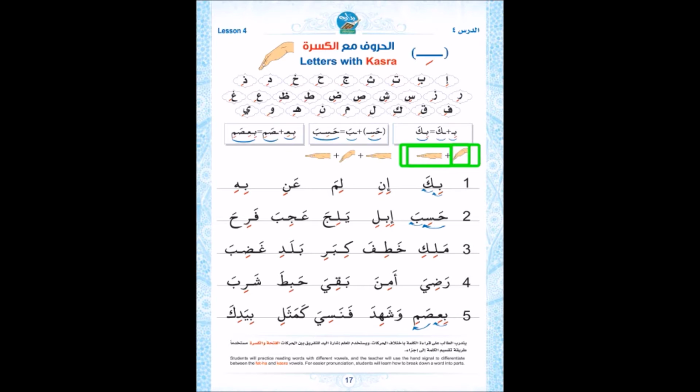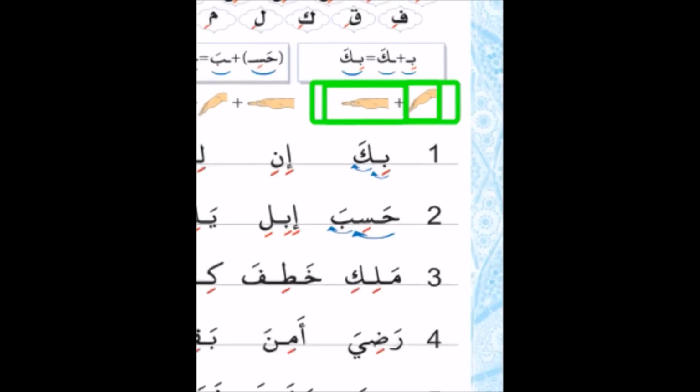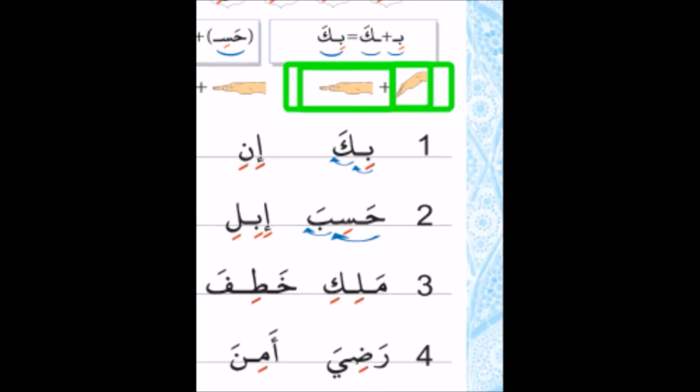When the student is reading these lines, we'd like to focus on, again, splitting the word into syllables, which will make it easier to read for the student. So, for example, the first word, bi, ka, we'll split it in half. First bi, and then ka. And the ba with the kasra you can see is in red, because for every lesson we'll focus on the vowel of interest with red font.